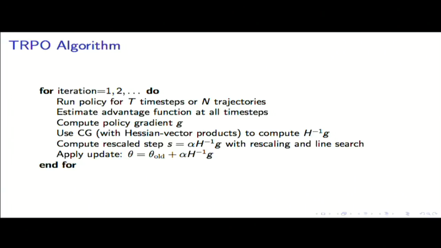And now here's the difference from the truncated natural policy gradient algorithm. You rescale the step by doing a line search, so that you satisfy your hard constraint on KL divergence, instead of just using a fixed scaling that's constant over the whole optimization process. That's the only difference, and then you apply the update. So the only difference between this and the algorithm a few slides earlier is that we rescale the step differently. Any questions?